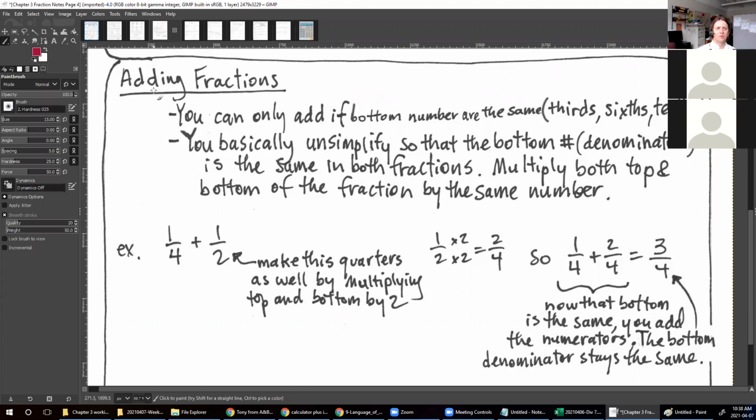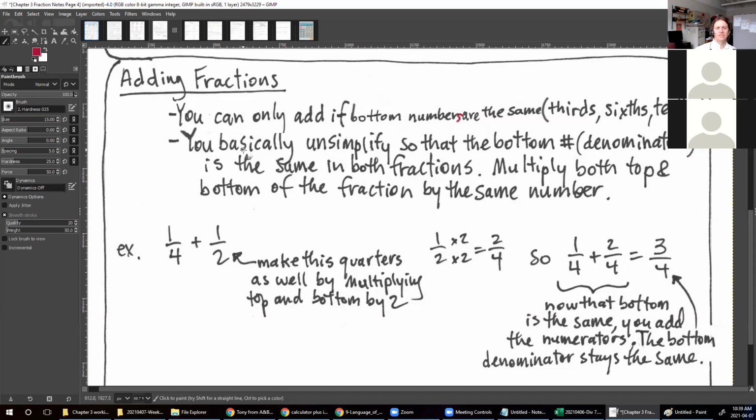Right now, when we're adding or subtracting, you can only add if the bottom numbers are the same. So the bottom numbers of the fractions you're adding have to be thirds or sixths or tenths or whatever they are, but they have to be the same. And that's it. It stinks because it's often a lot of hard work, but this is how fractions work. And again, I'm going to show you the easier way once you understand how to do them on your own.